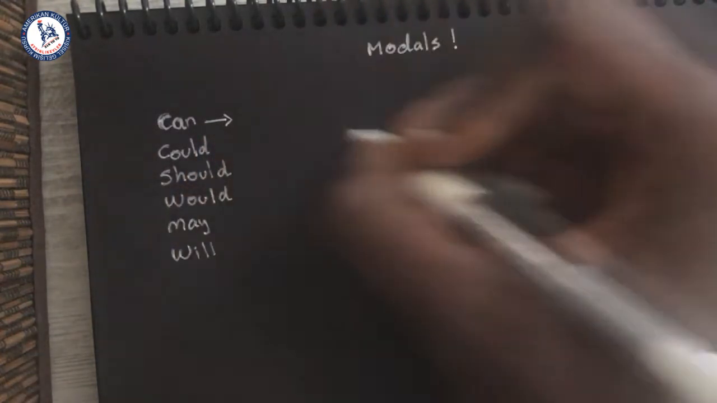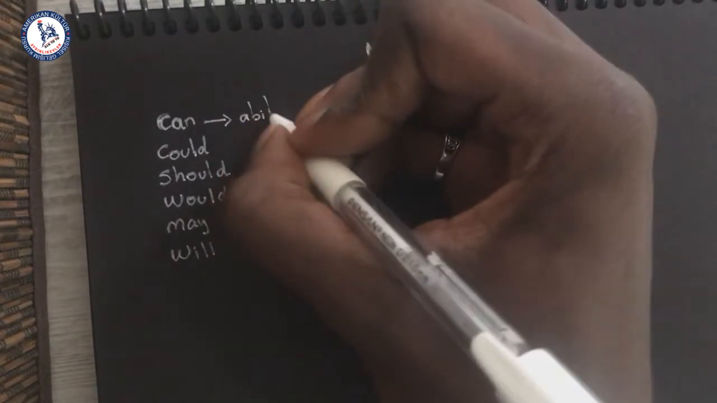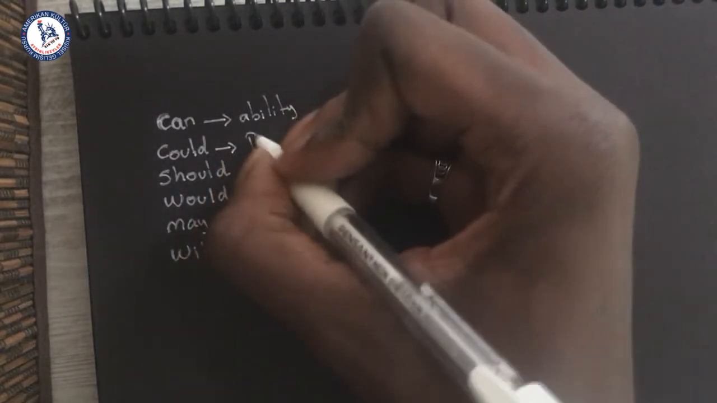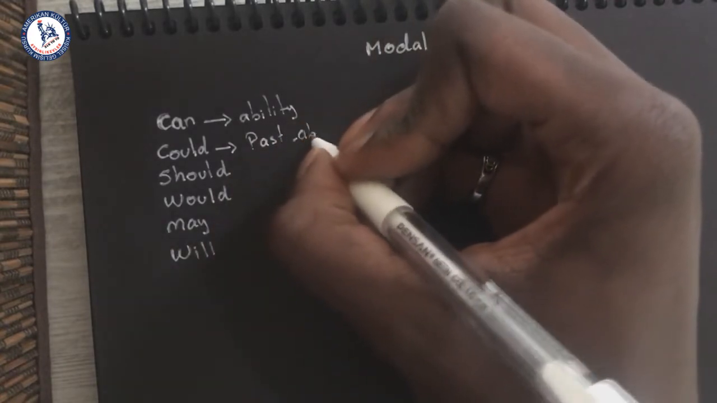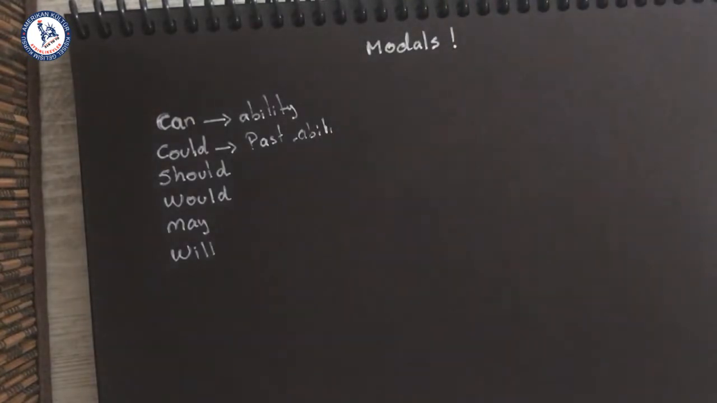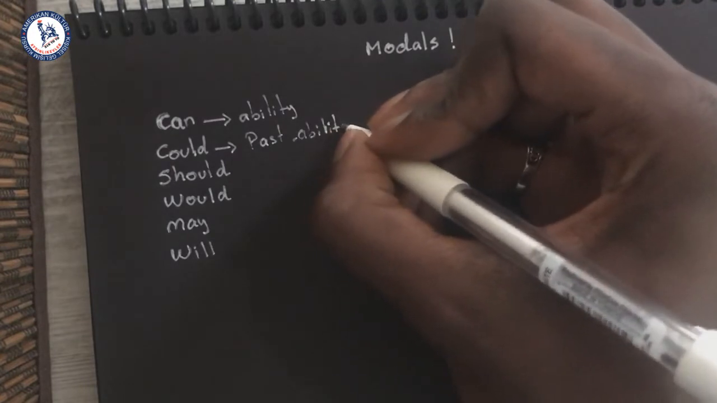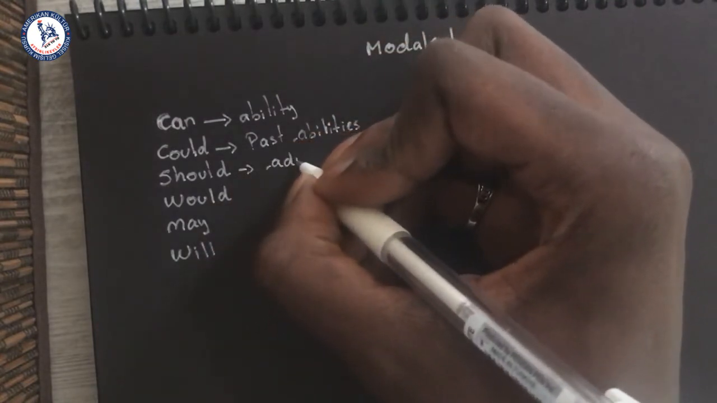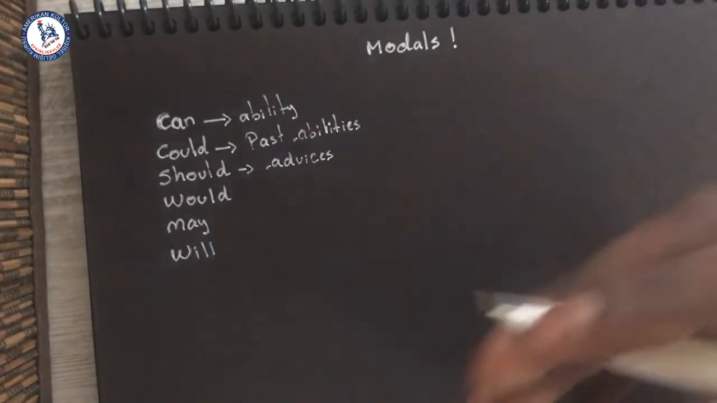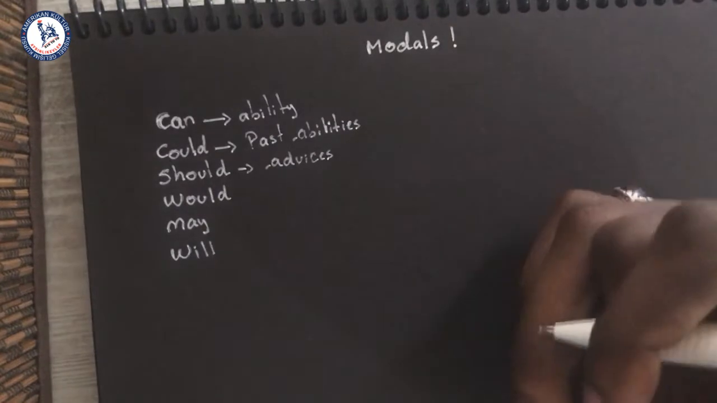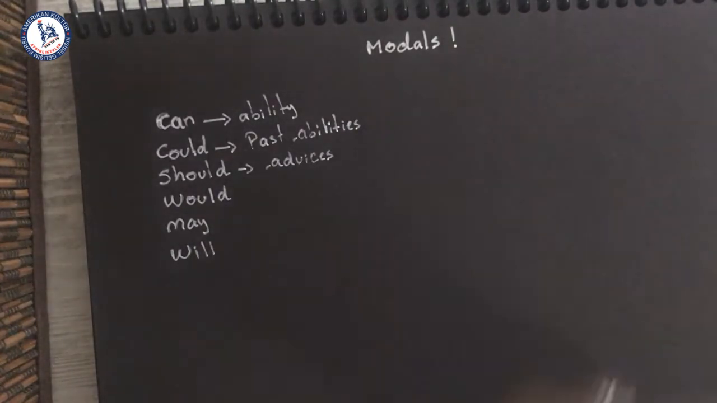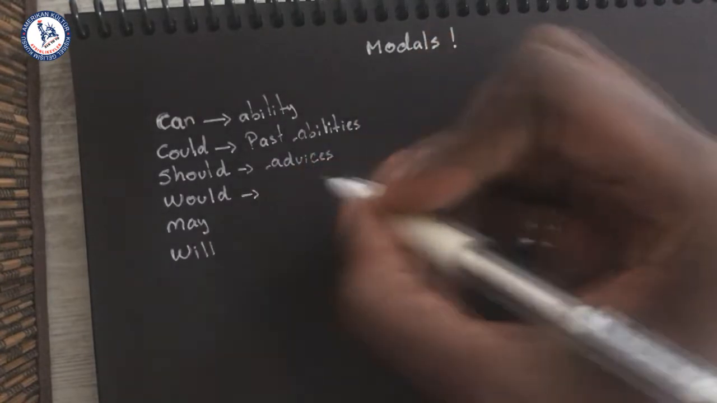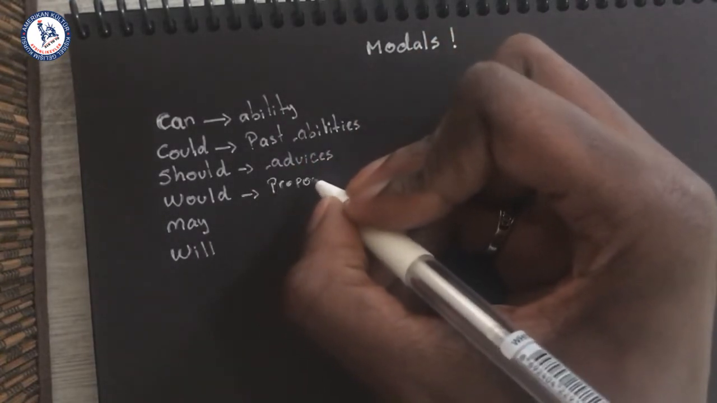Can is the modal of ability. Could is used for past abilities, which means the things that you could do in the past but that you cannot do now. Should is used for advice. It means when you say something to someone and you think that the thing that you said is what would be better for that person. Would is used for propositions. I will give examples.